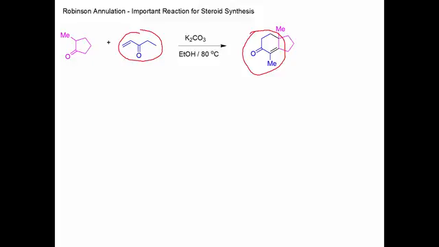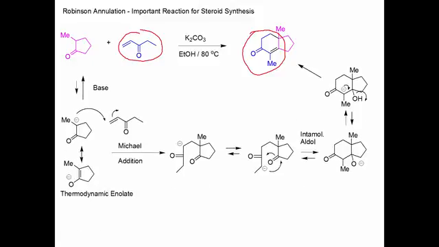Okay, there are a lot of things that can happen in the Robinson annulation, and all of the things that you think can happen actually do happen, but there's only one set of reactions that'll move you in a forward direction. All right, so what happens here is that our base removes this hydrogen here. Why this hydrogen? Why not these hydrogens? Why not these hydrogens? Well, in this particular substrate, this is the thermodynamically most acidic hydrogen because it gives rise to the thermodynamic enolate.